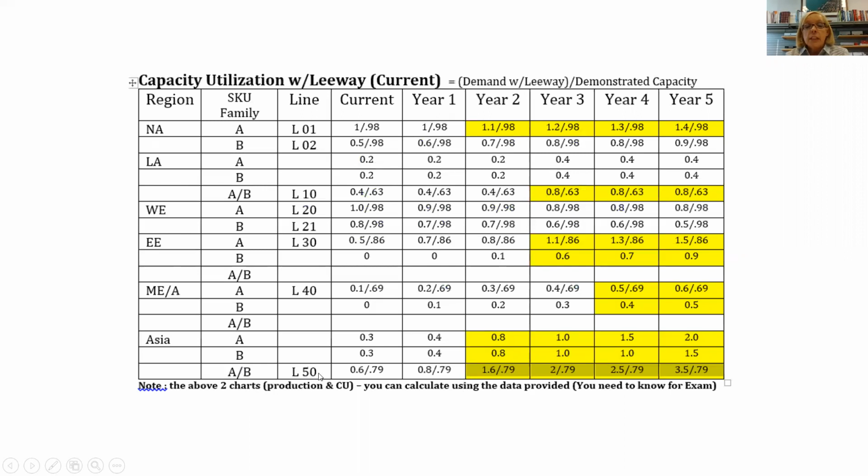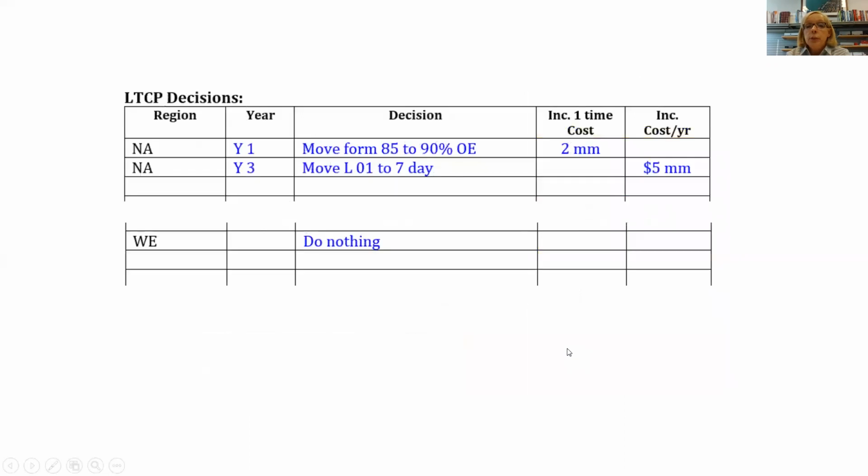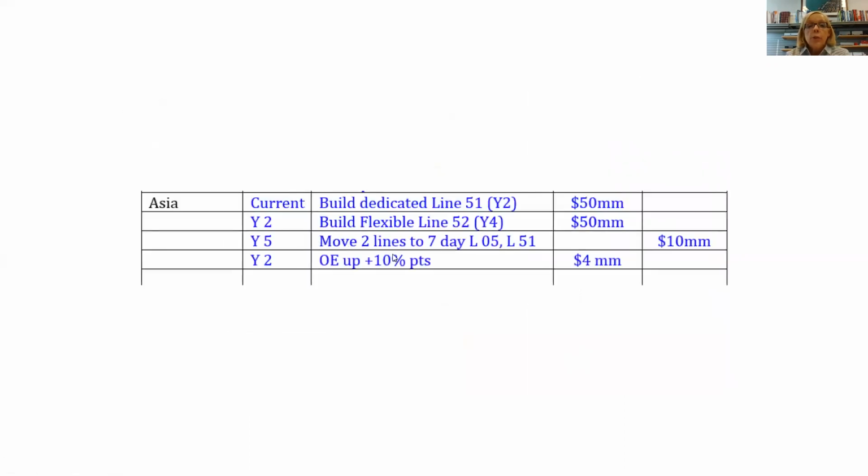Currently, line 50 is flexible, and it looks like that combined demand, when we get to this year, has doubled. It's obvious that we need a dedicated line, perhaps for each, because they seem to be growing at least in year 2 and year 3 at the same pace. It takes 2 years to put that into place. So in the current year, I'm going to ask for funding. I'm going to assume that I'm going to get it, and I'm going to build a dedicated line 51.